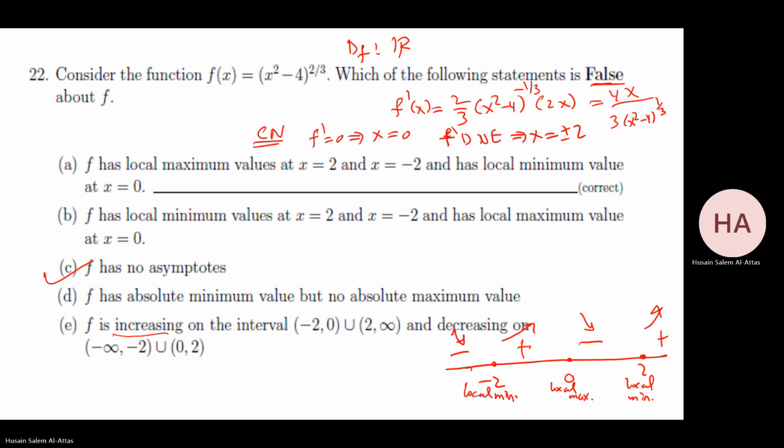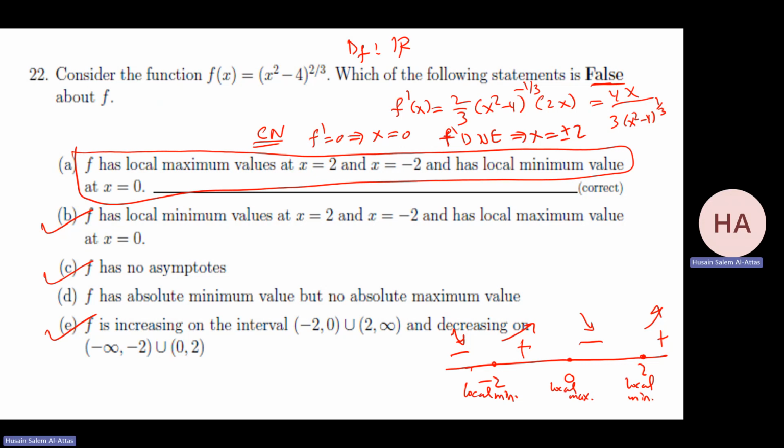Now, let me check. The statement is the true statement, I will just cancel it. If it's increasing in the interval minus 2 to 0, yes. 2 to infinity, correct. Decreasing on minus infinity to minus 2, and 0 to 2. So this is the correct statement. It has a local minimum at x equals 2 and x equals minus 2, this is correct, and local maximum at x equals 0, this is correct. If it has a local maximum at x equals 2 and local minimum at 0, he just reversed it, so this is wrong. For sure, this is my statement.